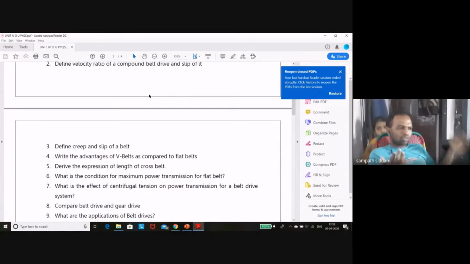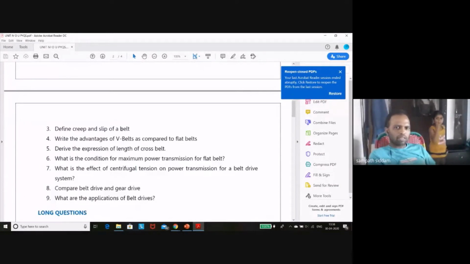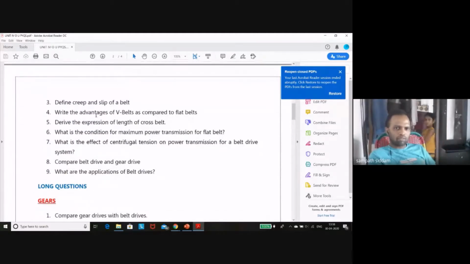What is the velocity ratio? It is the ratio of the driven to the driver speed, and slip is when the belt moves away from contact with the driven member. Next, define creep and slip, which we have just gone through. Next, write the advantages of V belts as compared to flat belts, which we have just discussed, and derive the expression for the length of a cross belt.